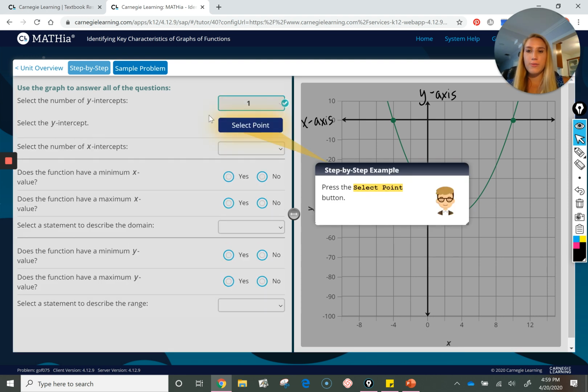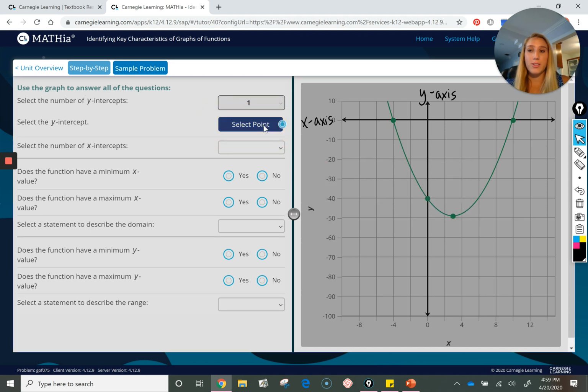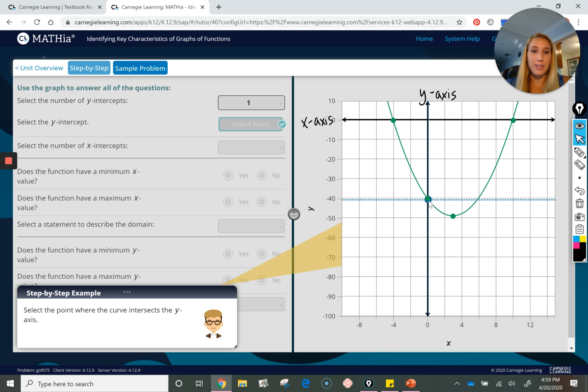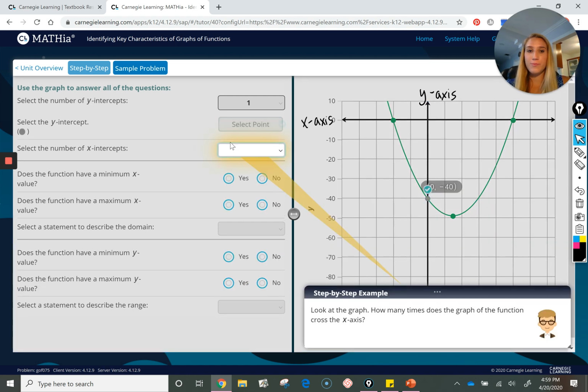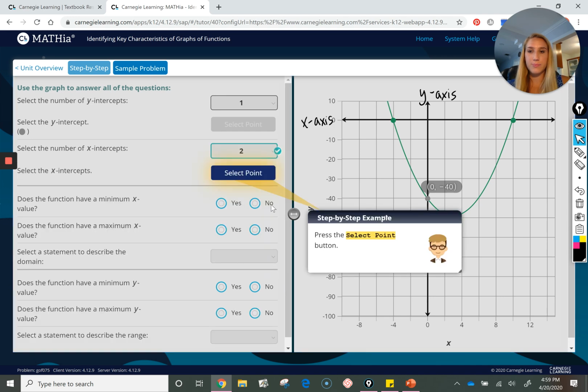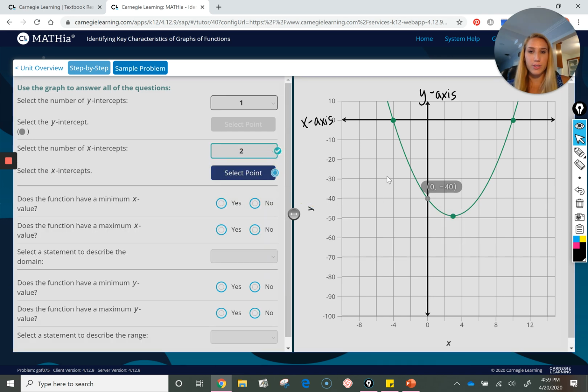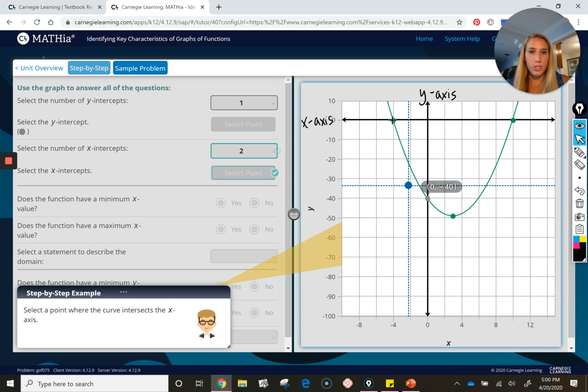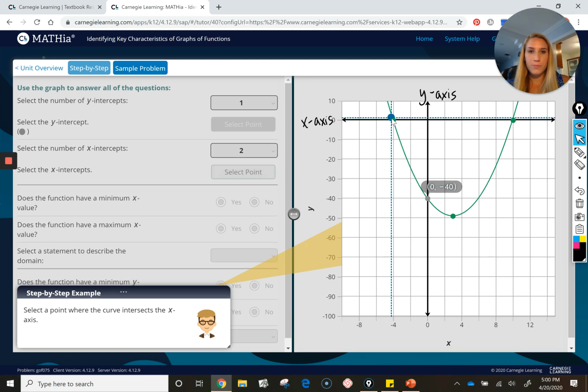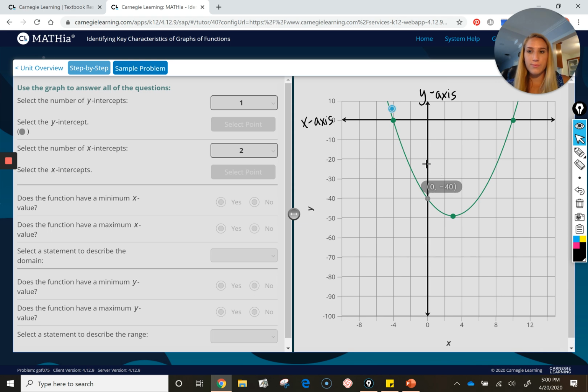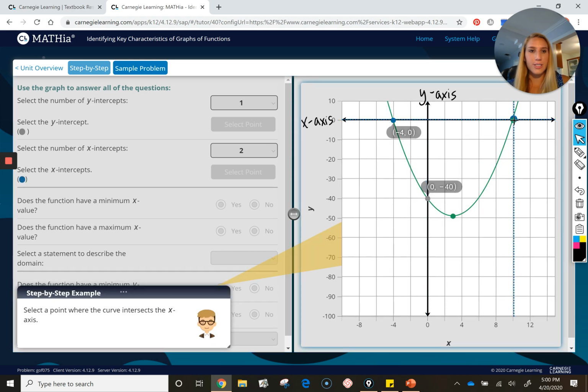Next, the number of x-intercepts. But first, it's telling me that I have to select the point of my y-intercept, which is there. Now I can find my x-intercepts. My green graph crosses the x-axis once, goes down, increases again, and crosses twice. So there are 2 x-intercepts. Plot that point using this button, and one right here.